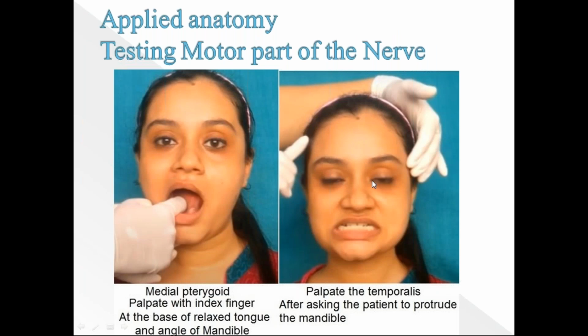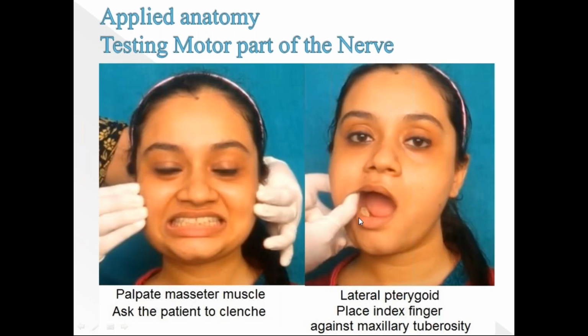How will you test the motor part of the nerve? You have to test the muscles of the nerve. So as I already said in the previous class, you have to clench your teeth and you have to test the temporalis and the masseter. And you can palpate with the index finger at the base of the mandible to test the medial pterygoid. And clenching the teeth, you can see the temporalis and masseter. Okay. And for the lateral pterygoid, you have to place your index finger against the maxillary tuberosity, that is behind the third molar teeth, and you have to palpate the lateral pterygoid muscle.